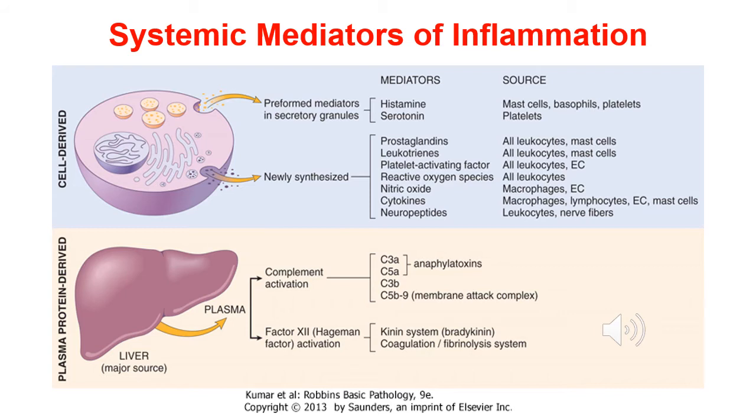So these plasma proteins can be part of the complement system, and when there is activation of the complement, this will lead to the release of some of these factors, including C3a, C5a, C3b, or the membrane attack complex, which is C5b-9. The other one results from factor 12 activation, which we call Hageman factor activation. This will lead to the secretion of the kinin mediators or the coagulation fibrinolysis system mediators. And we will be discussing these in detail in the later slides.